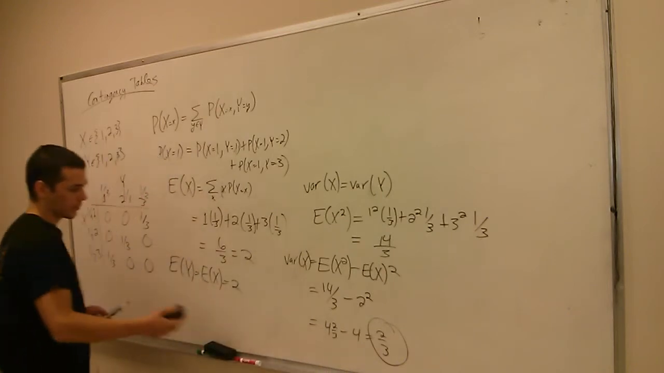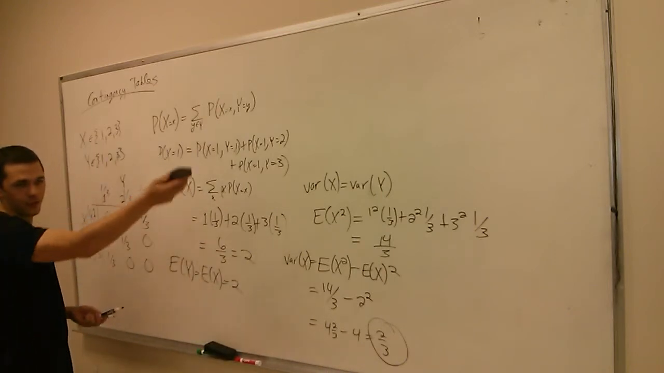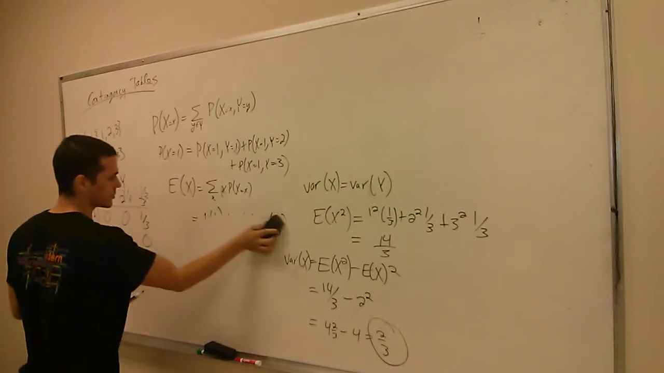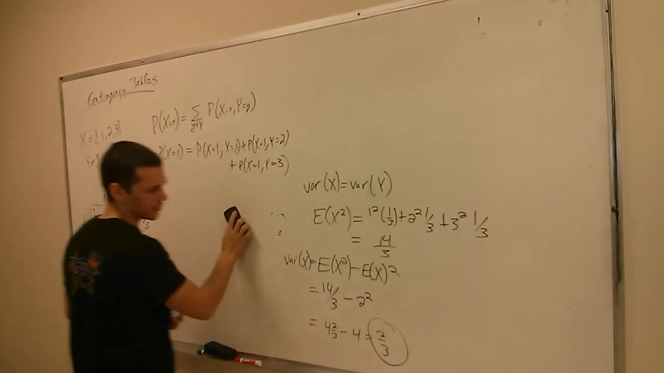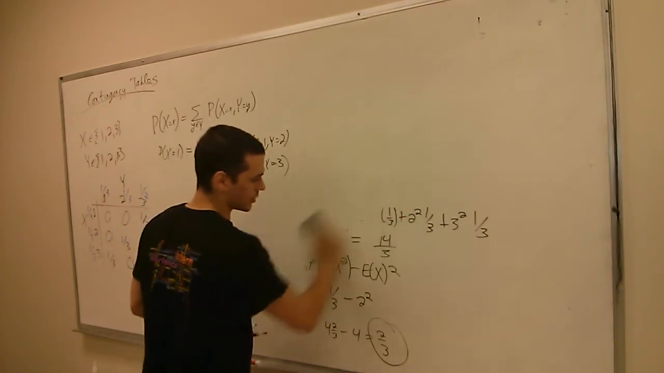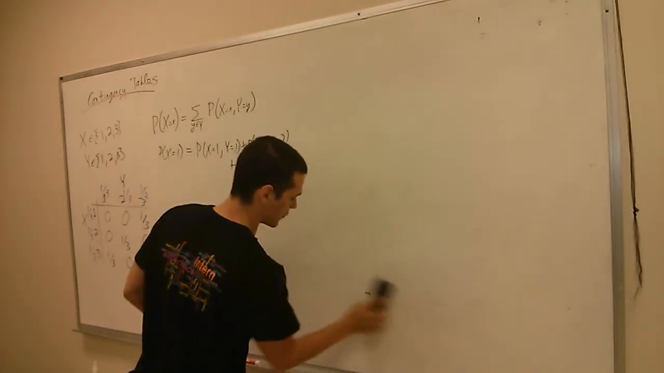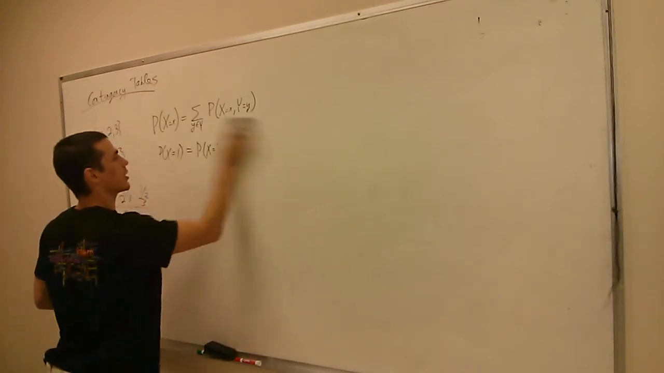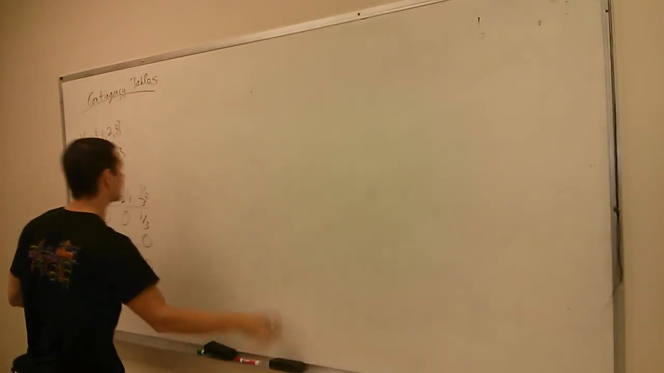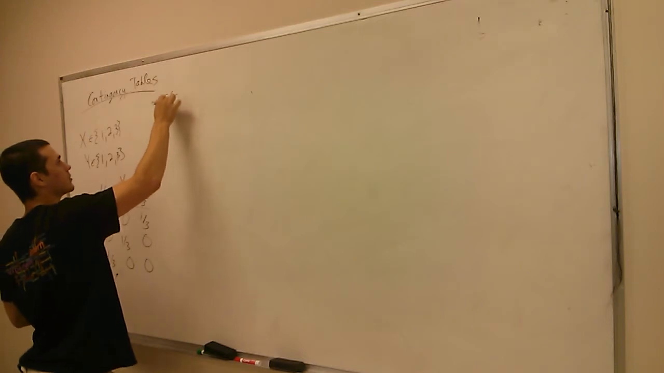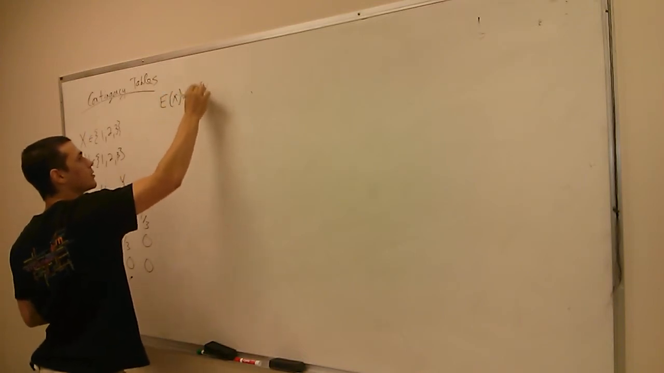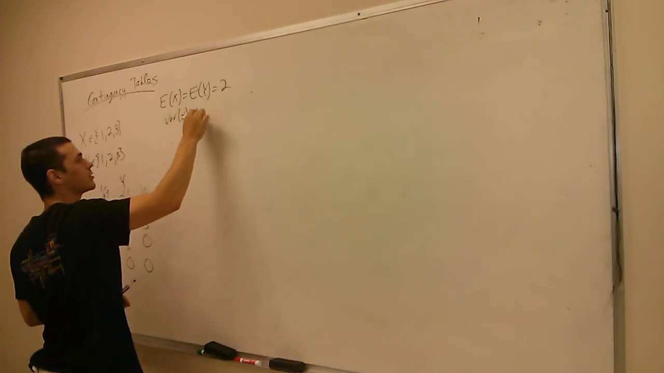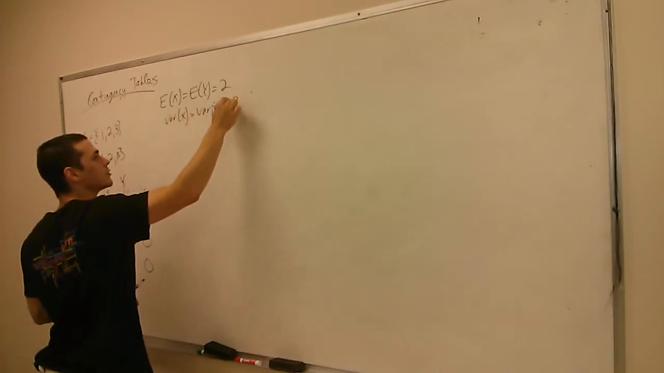Other computations we might want to do. So now we have the variance of x, and we have the variance of y. And we have this expectation. So I'll write a little summary here. We do some computations. So 2/3 and 2. So far we have E of x equals E of y equals 2. Variance of x equals variance of y equals 2/3.